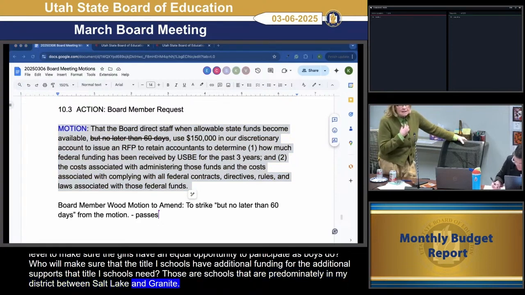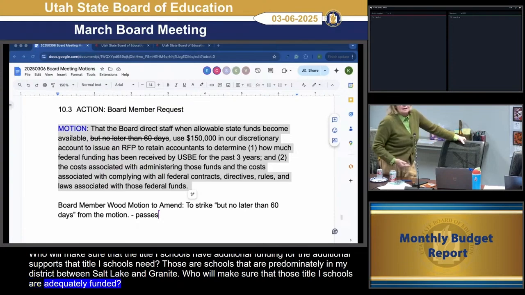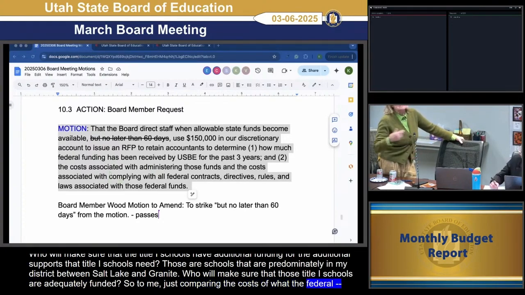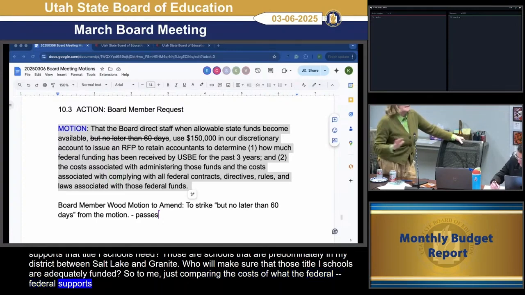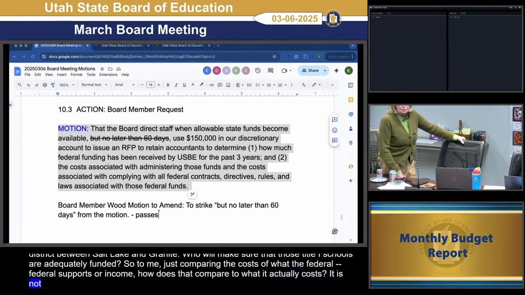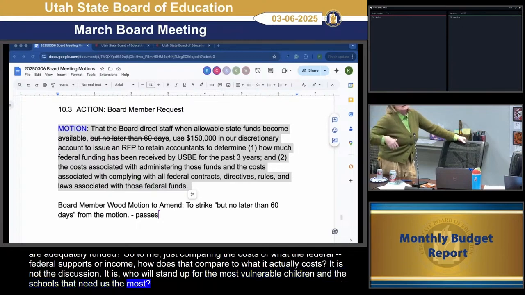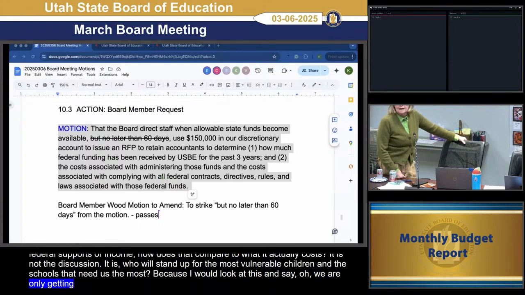So to me, just comparing the cost of what federal supports or income, how does that compare to what it actually costs, is not the discussion. It's who will stand up for the most vulnerable children and the schools that need us the most. It's not because I would look at this and say, we're only getting $1 million from the federal government, I'm making these numbers up, and we're paying out $1.2 million in terms of salaries.